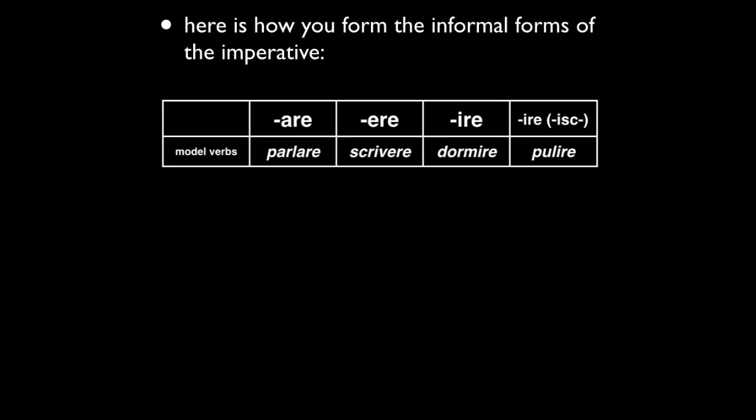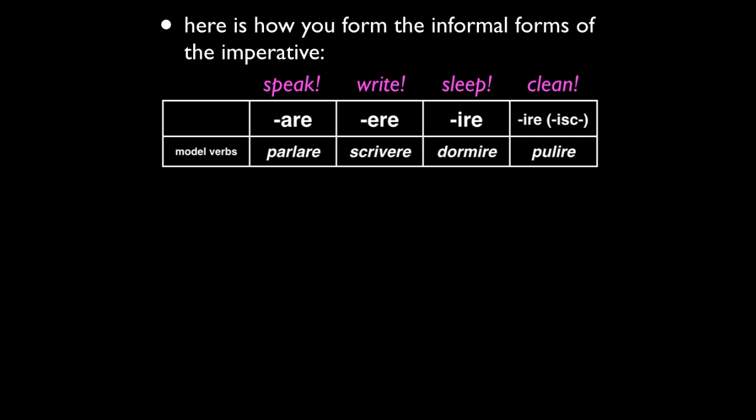Okay, moving on. So here's how you form the informal forms of the imperative. We'll be looking at the different rules for the three conjugations, that is the first, second, third, are, ere, ire conjugations. Of course, there are two kinds of ire conjugations that are often brought up in Italian, where you have to make some differentiation between all of those ISC verbs like pulire or finire. And these are the models. They're all going to mean speak, write, sleep, or clean. You notice there's an exclamation point at the end of it to show that you are commanding somebody to do that. Speak, write, sleep.